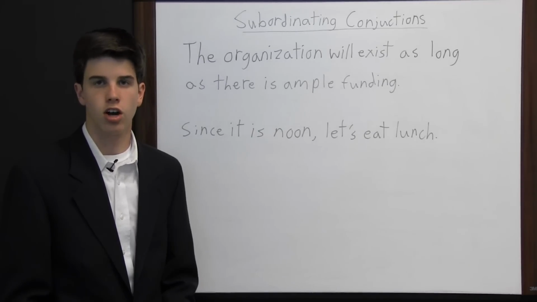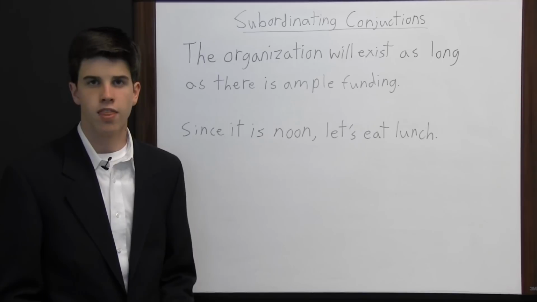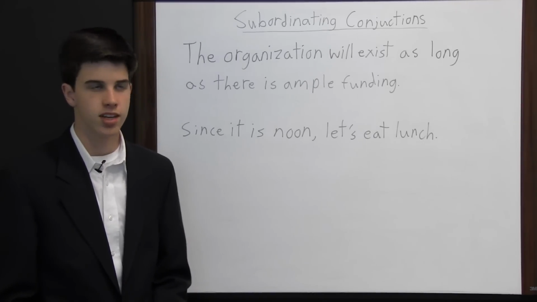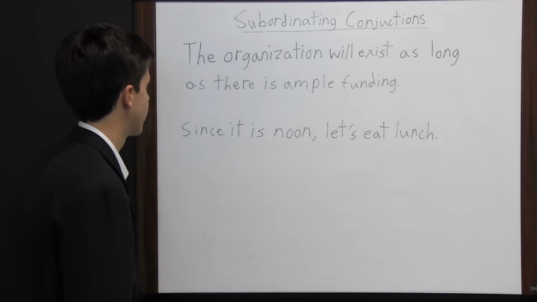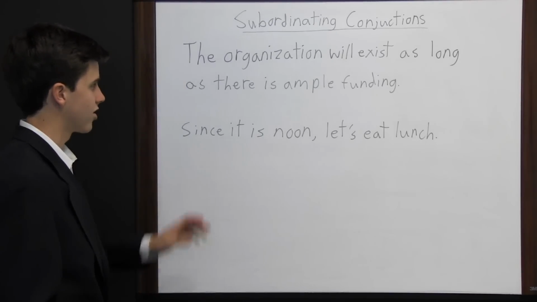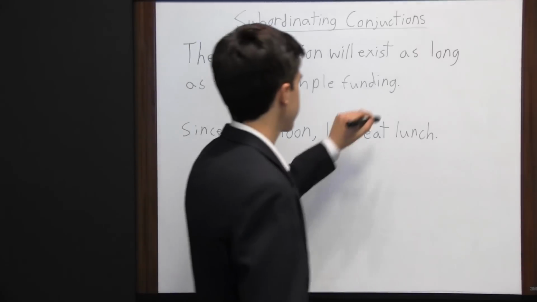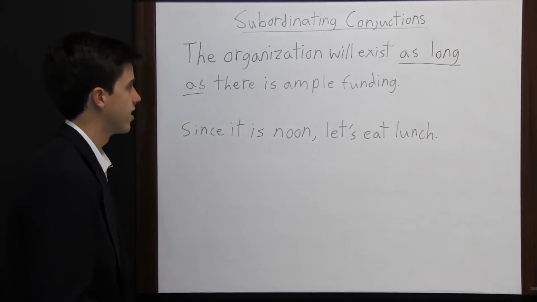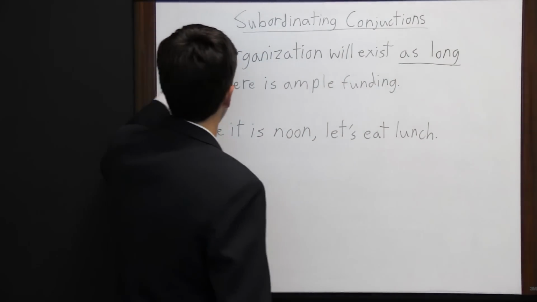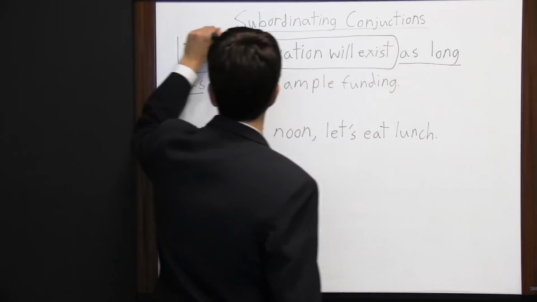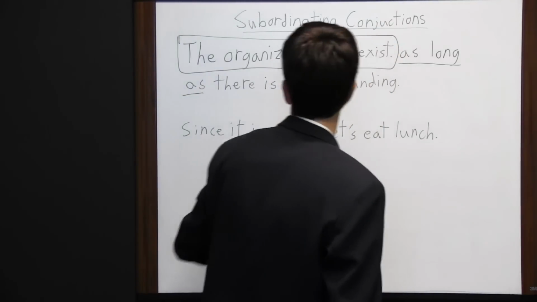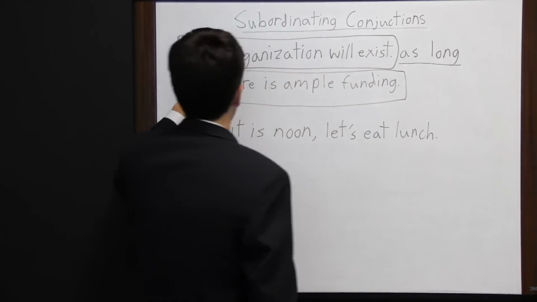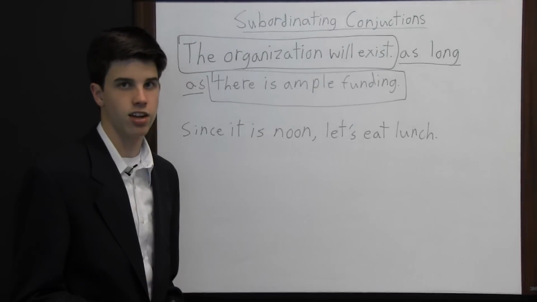Subordinating conjunctions are words or groups of words that make one part of the sentence dependent on the rest of the sentence. Take a look at what I mean. This sentence says the organization will exist as long as there is ample funding. As long as is the subordinating conjunction in this sentence. Now, the organization will exist could be a sentence by itself. You put a period right there. And there is ample funding could also be a sentence by itself. Those two sentences could stand alone.